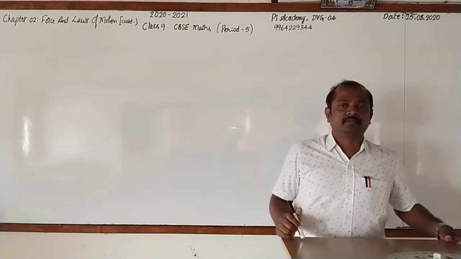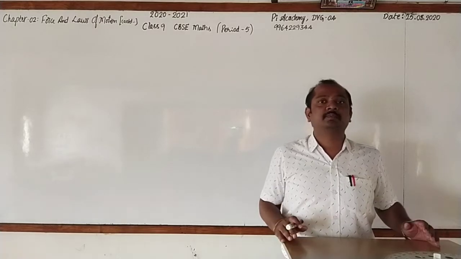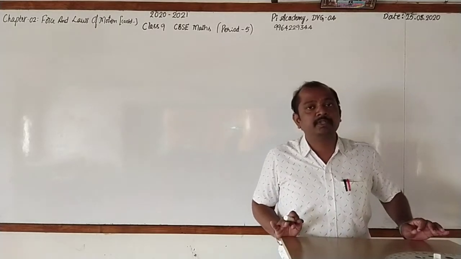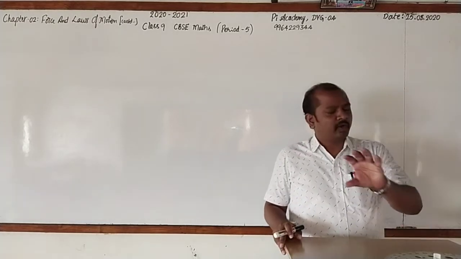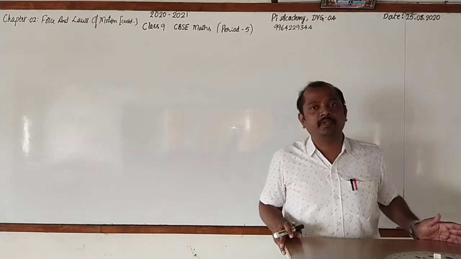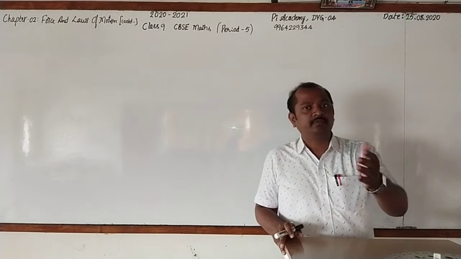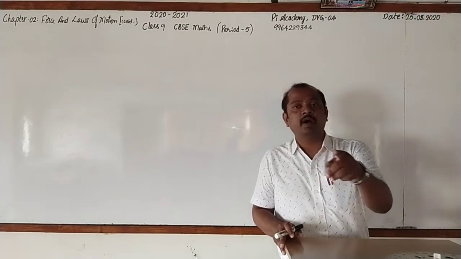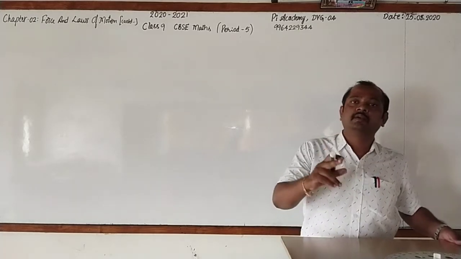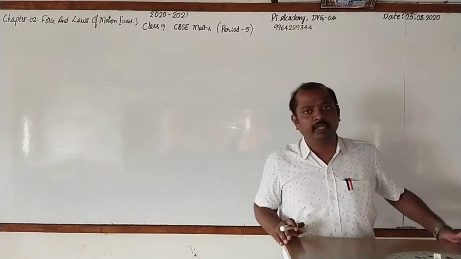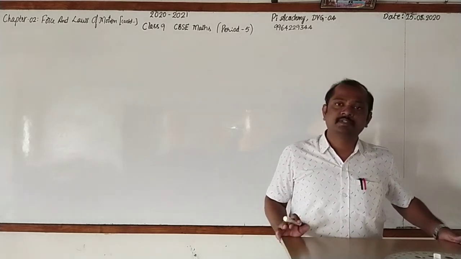In today's class, we are going to focus on another important concept, and this concept is related to momentum. Please recall the definition of momentum. The meaning of momentum is the impact produced by a moving body, and its definition is: the product of mass and velocity of a body is called momentum. The formula is P = m × v, and its SI unit is kilogram meter per second.